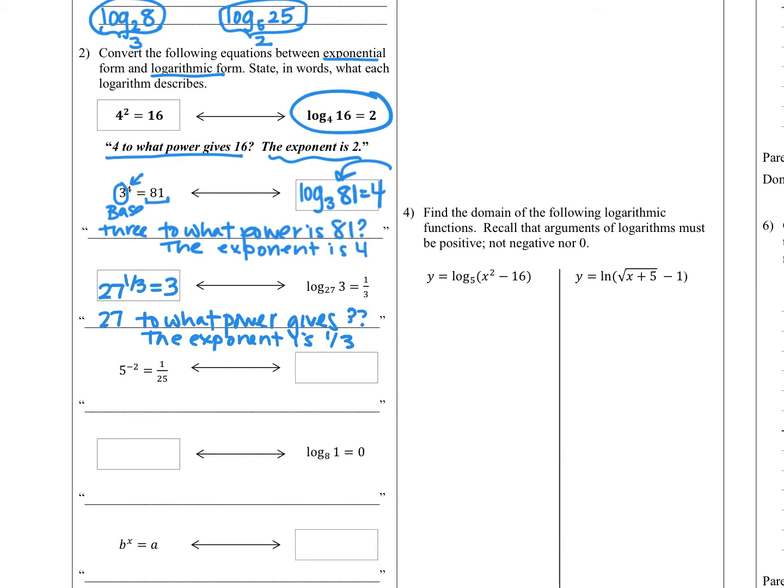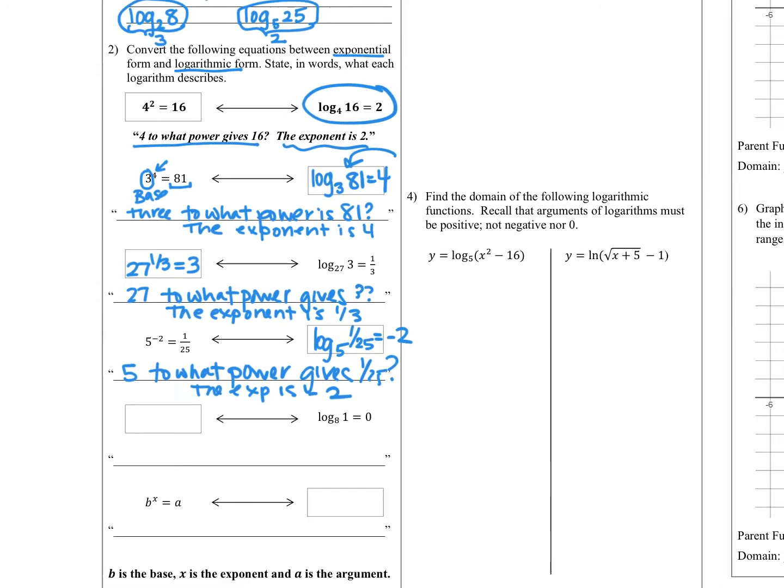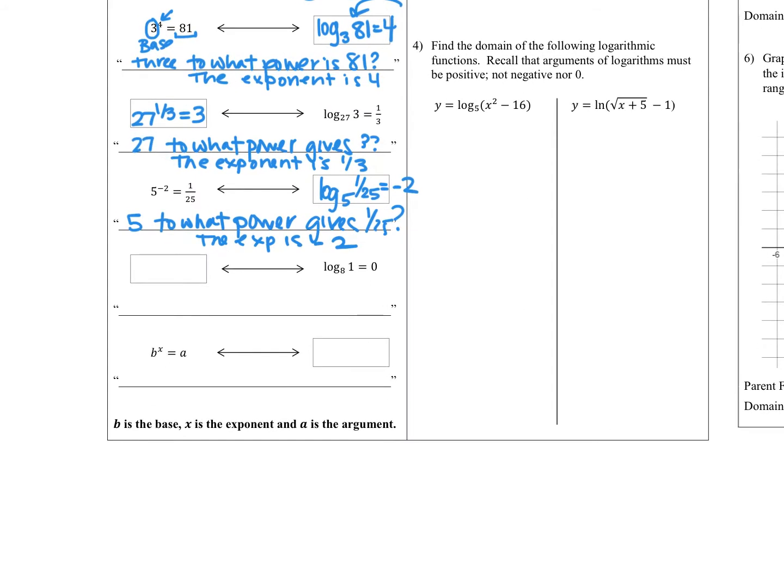All right, the next one, 5 to the negative 2 equals 1/25. So we're saying 5 to what power gives that 1/25? That's the question. And the answer to that exponent is negative 2. So we just write log base 5 of 1/25 will equal negative 2. And then again, a reminder that negative exponents flip it and give you that reciprocal.